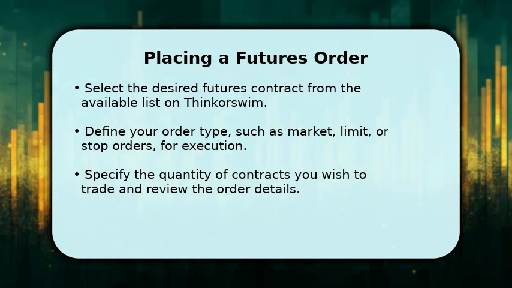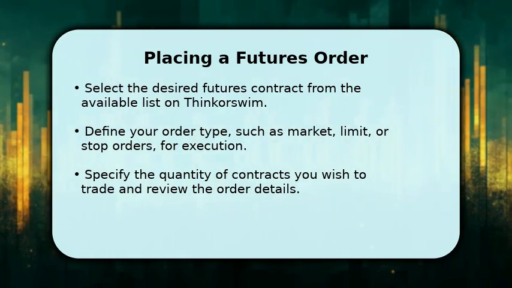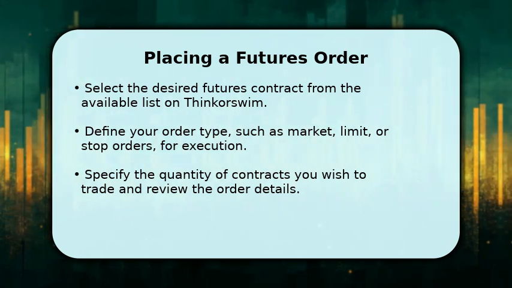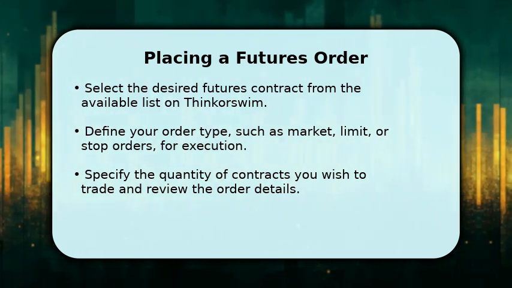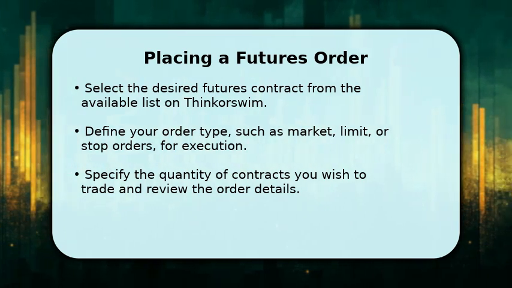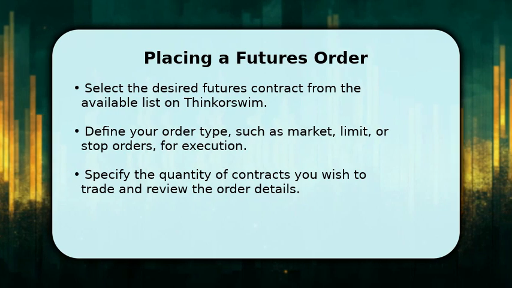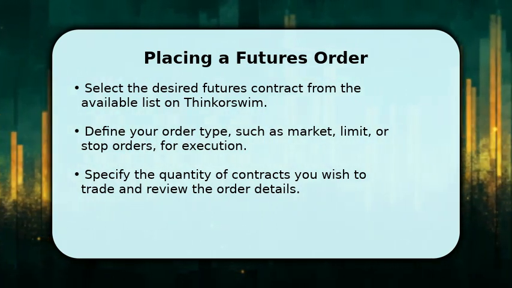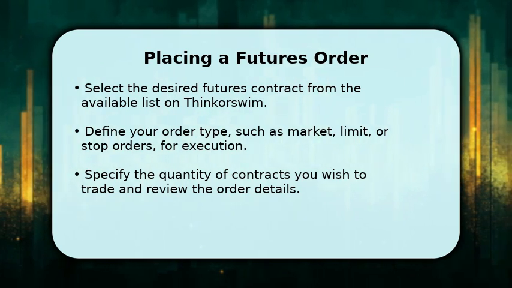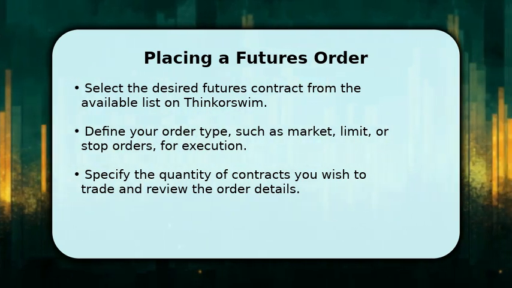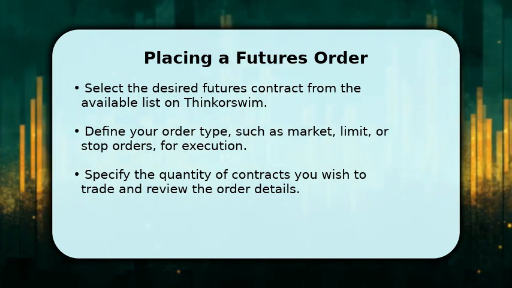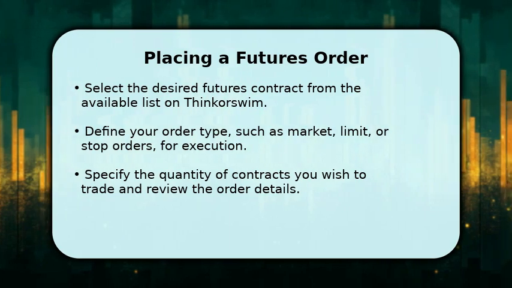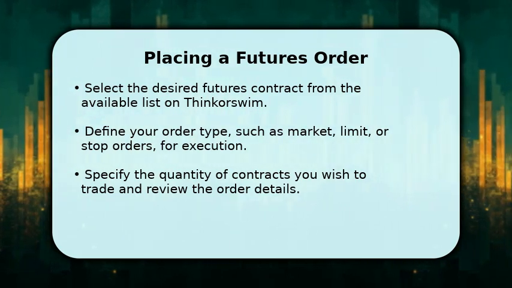To place a futures order, first locate the specific contract you want to trade, like E-mini S&P 500 futures. You can find these by typing the symbol into the search bar or browsing the futures list. Next, choose your order type. A limit order lets you set a specific price, while a market order executes immediately at the best available price. Always double-check your order quantity and the total estimated cost before confirming the trade to avoid errors.